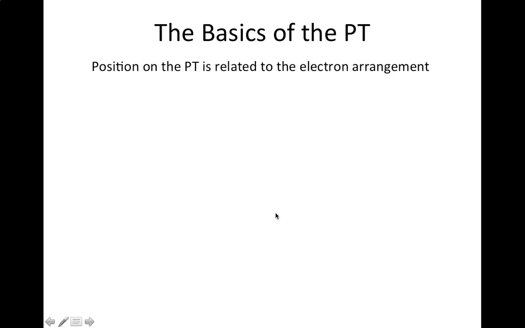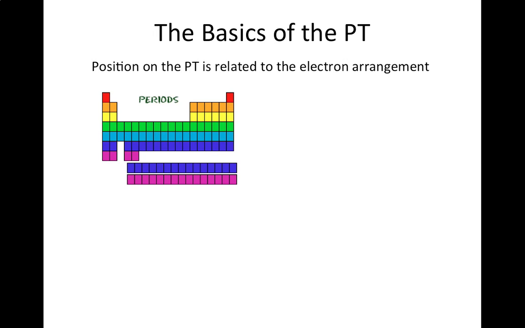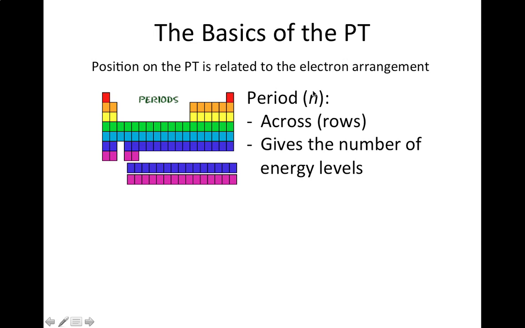So the position on the periodic table is related to the electron arrangement. So we're trying to remember what we did in topic 2 with electron arrangement. We have the periods going across. So we've got the light colors here. Those are called periods. Those we sometimes give the letter N to, which I know can be confusing because we also use N to represent moles in our equations. And so as we're going across, so they're the rows, it gives us the number of energy levels.